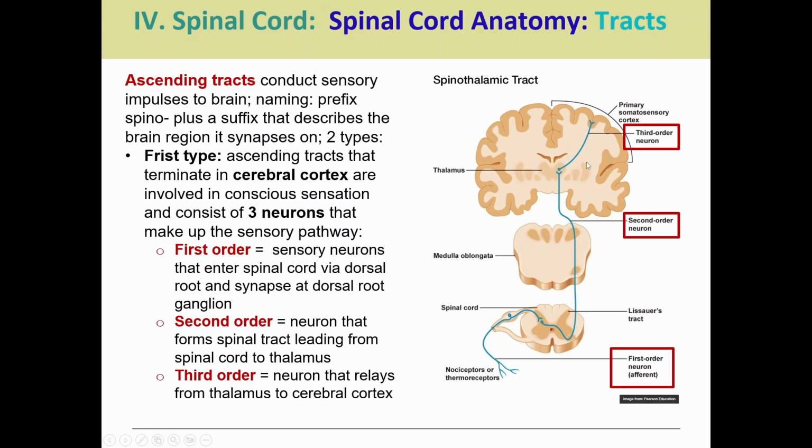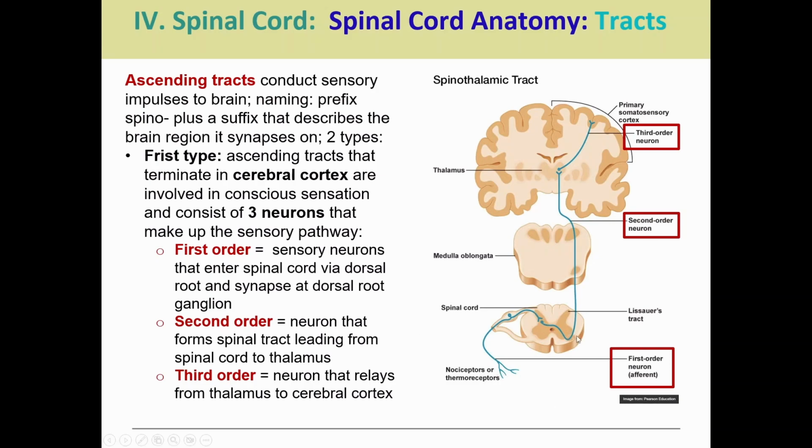But it's 3 neurons. So this could be coming from like the foot. Let's say this is a thermoreceptor in the bottom of your foot, right? How hot is the ground that you're walking on? Running up your leg, up towards your spinal cord, right? So that's pretty long, right? That has to run the entire length of your leg if it's a thermoreceptor on the bottom of your foot.